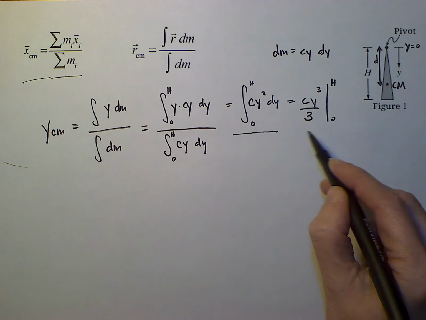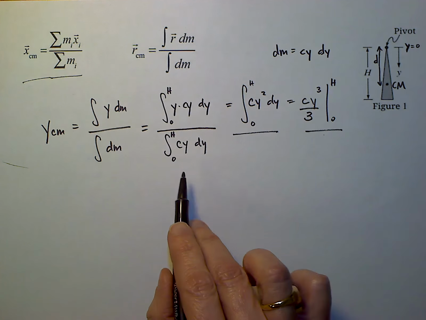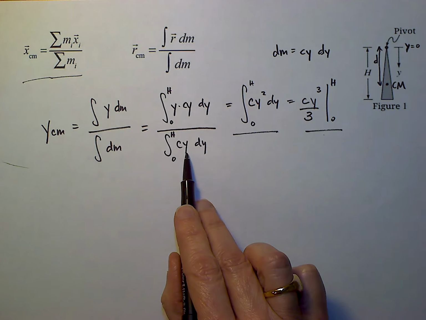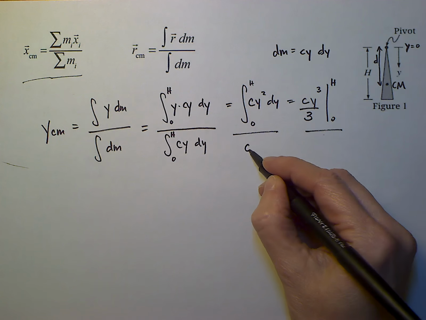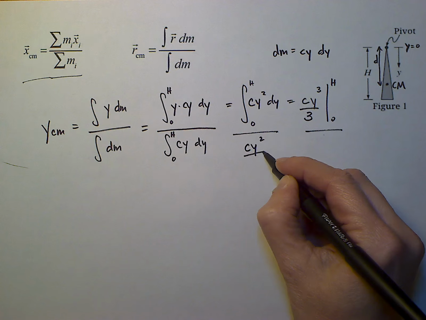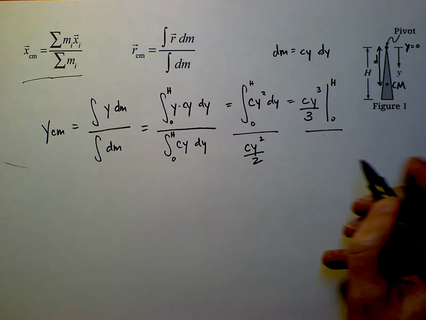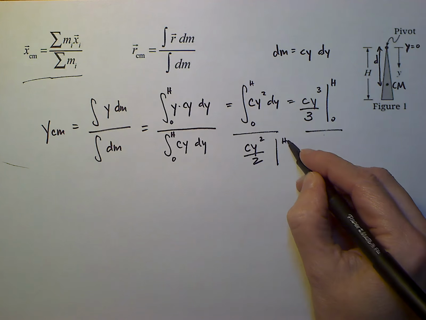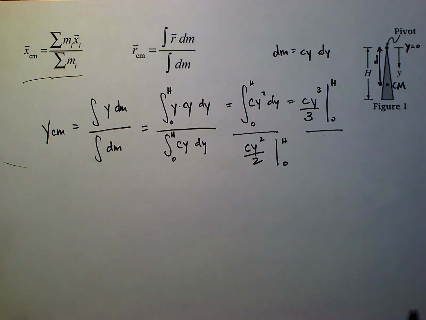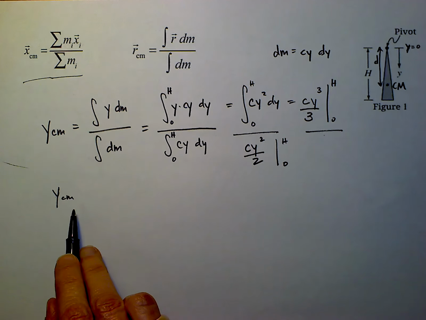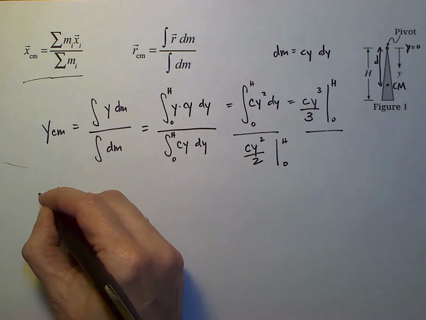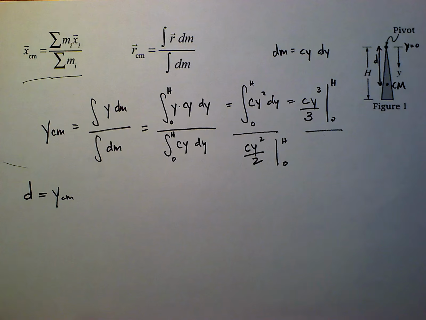And then on the bottom, I've got cy, so I'm going to raise that from y to the 1 to y to the 2. And that's also going to be between h and 0. I only needed one step to do that one, so let's see where we're at right now. Again, this is my position of my center of mass in the y direction. This is also going to give me my value of d for my formula.